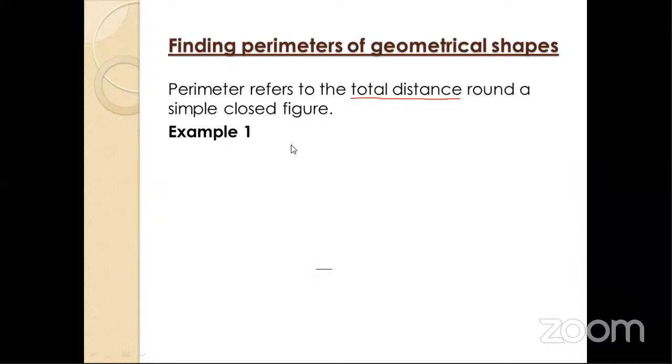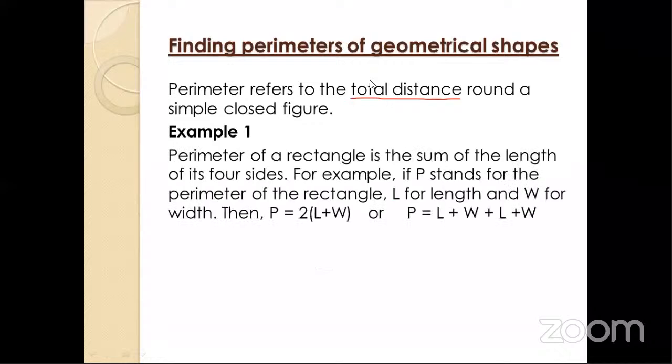Here we are looking at example 1. In example 1, they are saying that the perimeter of a rectangle is the sum. Oh, there is another word there again. Which word is that? This word here, sum. Sum is the same as total. Sum is the answer you get after adding.